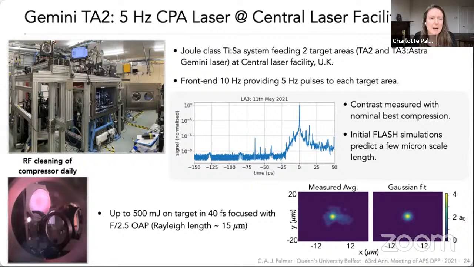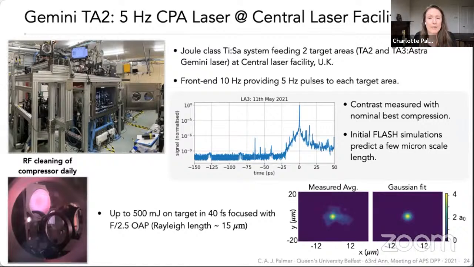10 to the minus 8, 10 to the minus 9 contrast with a pre-pulse at around about 65 picoseconds before the main pulse. The compressed pulse had a duration of just under 40 femtoseconds at best compression and contained a few hundred millijoules. We focused it with a 90-degree off-axis parabola that was an f2.5. So we achieved a few micron spot size that you can see, the measured and the Gaussian fit on the right, and intensities in the mid 10 to the 19 watts per centimeter squared.